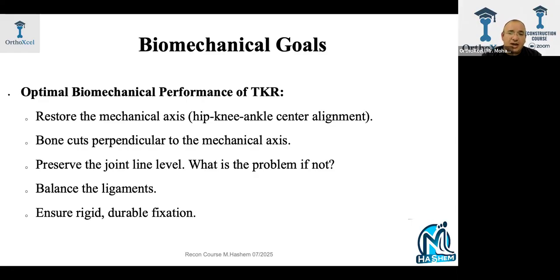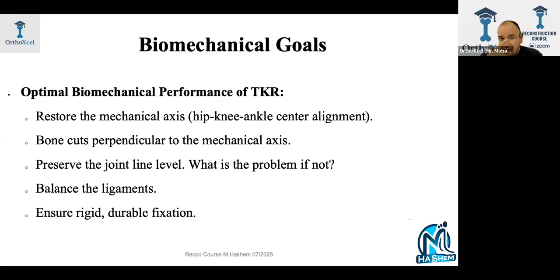You need to preserve the joint line. If you move your joint line up or down, you're actually playing with the patella. So if you go with your joint line up, so you cut more from the femur and less from the tibia, you will move the joint line up. This means you make a patella baja. And if you do the other way around, if you cut more from the tibia and less from the femur, you will move your joint line down, and this will end by a patella alta.